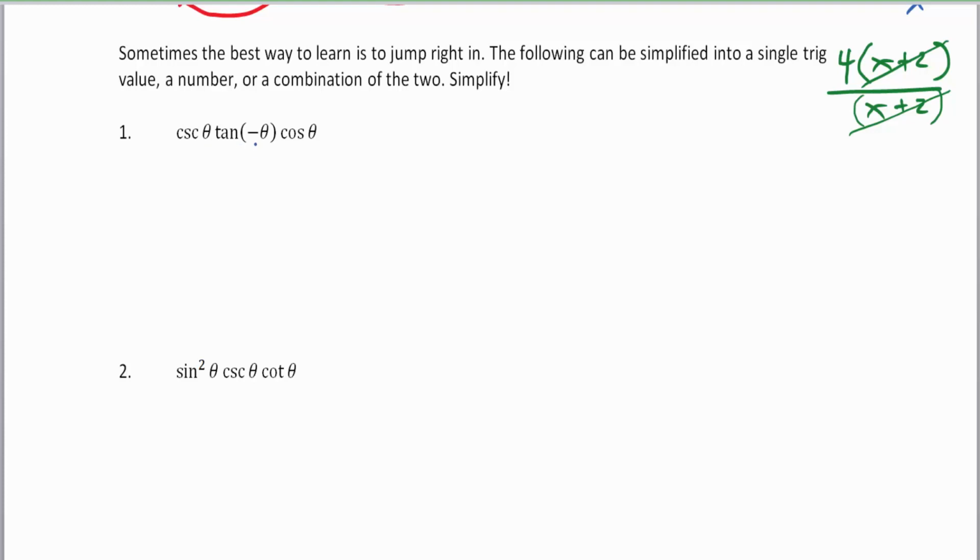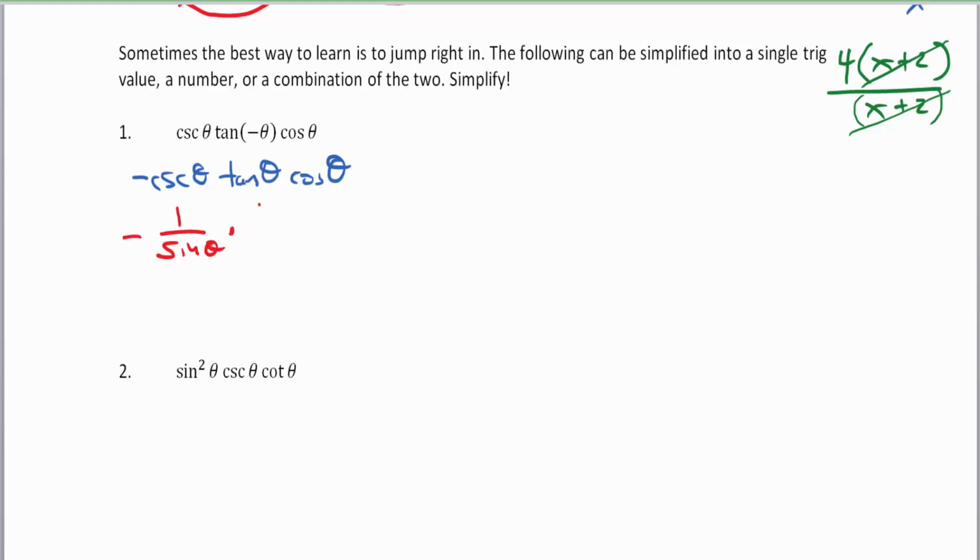But before we do that, let's take care of this negative theta. This negative theta, this is a tangent, okay? So according to the odd-even functions, the tangent of negative theta, I can pull that negative out and move it in front of this entire problem. So now I have cosecant theta times tangent theta times cosine theta with a negative in front. So the next thing I'm going to do is turn each of these non-sine or cosines into an expression of sine or cosine. Now, the cosecant is a reciprocal function of sine, so I'm going to have 1 over sine of theta. Okay, my negative's still out in front.